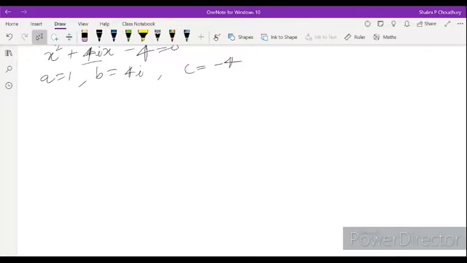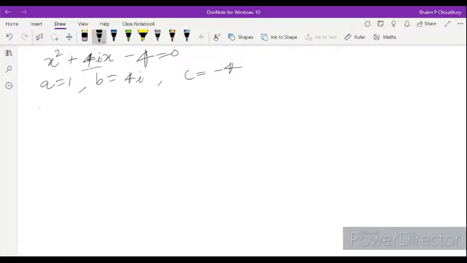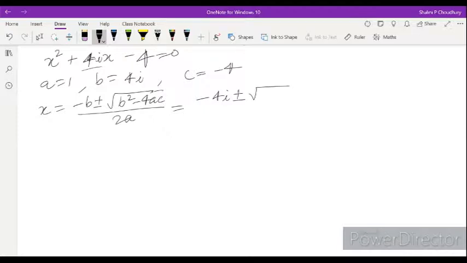Okay. Now we have to find out the roots of x. So what will the value of x? Minus b plus minus square root of b square minus 4ac divided by 2a. So now we'll put the value of this abc. We'll get minus b, that is 4i plus minus square root of b square. तो b square क्या होगा? 4i का whole square. Okay, minus 4 into a का value is 1, c का value is minus 4 divided by 2 into a का value is 1.